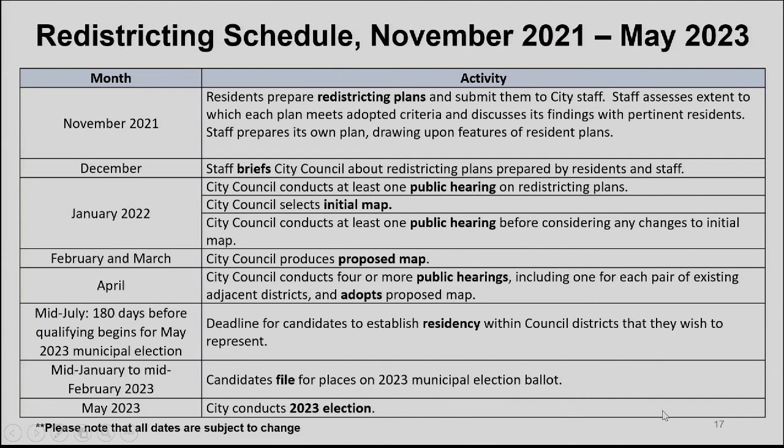Certainly by mid-July, we want the map to have been adopted because that's the time by which a prospective city council candidate must establish residency within the council district that they wish to represent. Filing for seats on the city council would occur from mid-January to mid-February of 2023, and then the election would occur in May of that year.